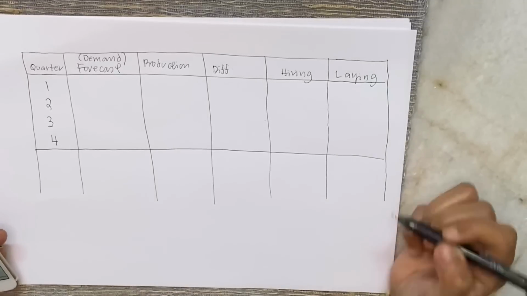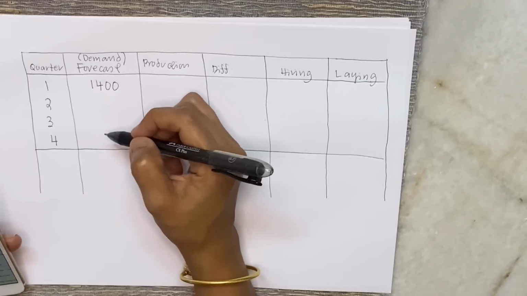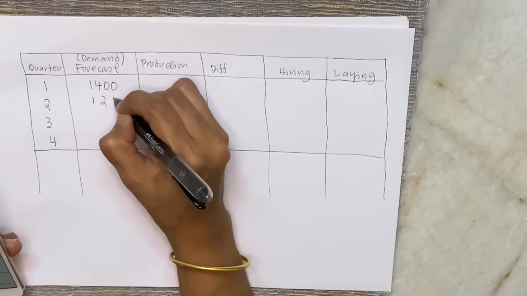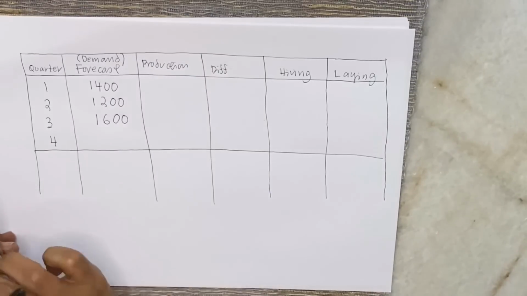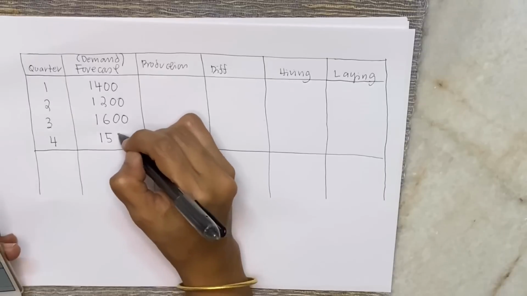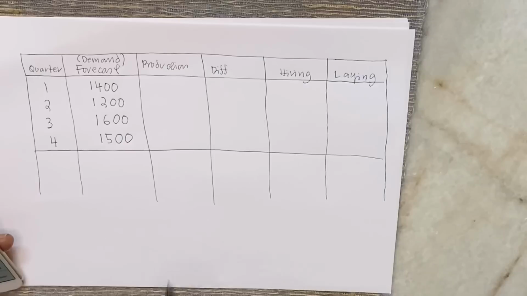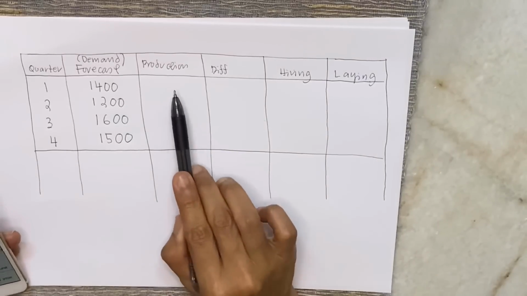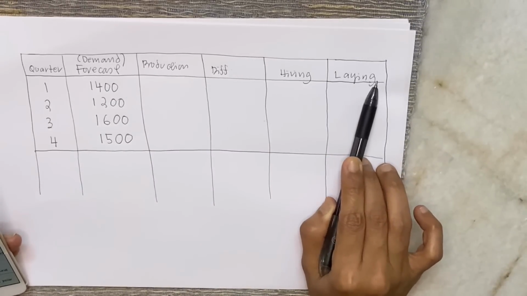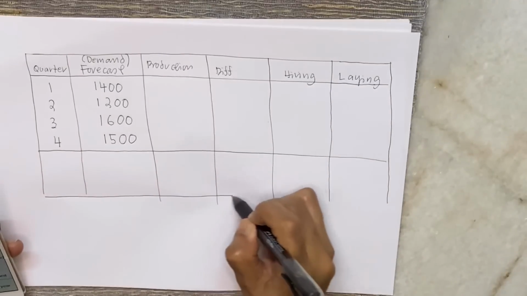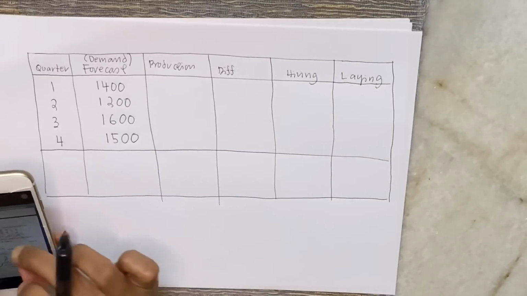So the demand or the forecast. We got 1400 just now. Look into the table given in the question. 1200. Then 1600. Then we got 1500. Alright, now we have to fill up the cells in the production, the difference, the hiring, and the laying off. So what would be the number that we have to put here?